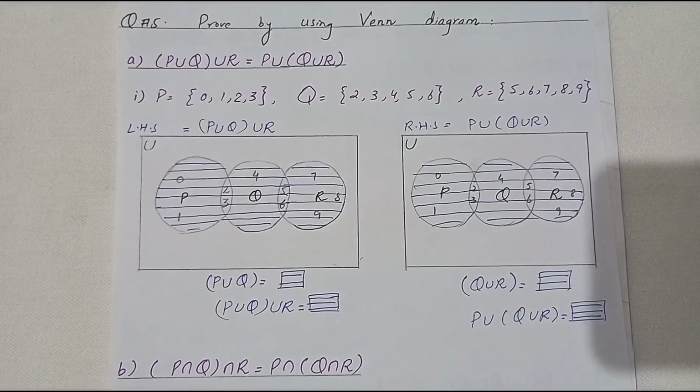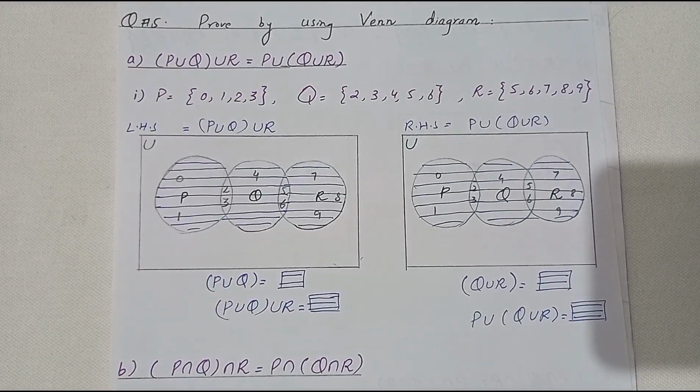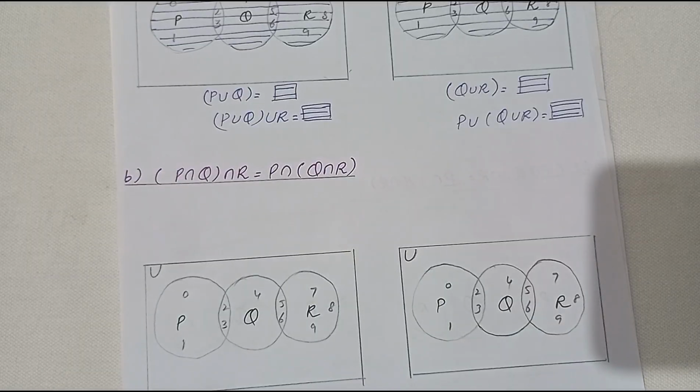So you can see from both Venn diagrams that the left and right hand side shading is the same. So we proved the associative law of union in this part. Now proving the associative law of intersection on P, Q, R.